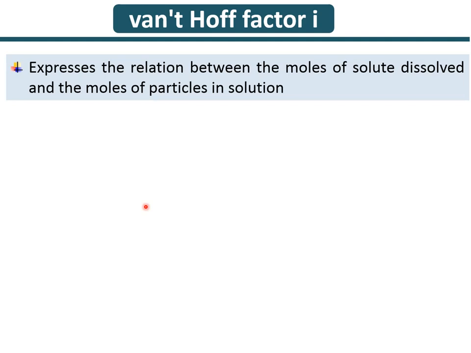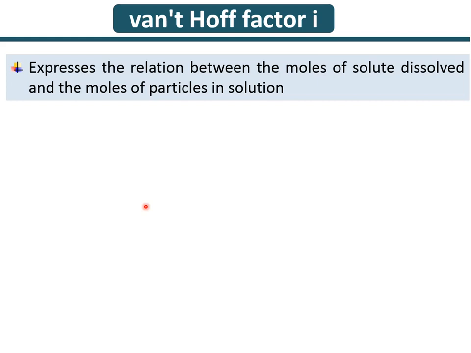To differentiate between the two cases, if you add 1 mole of sodium chloride to water, sodium chloride will get ionized to 1 mole of sodium ions and 1 mole of chloride ions. So 1 mole will dissociate, or ionize, to 2 moles.